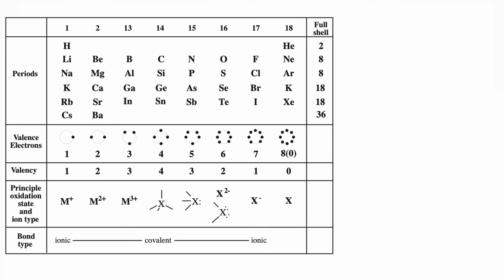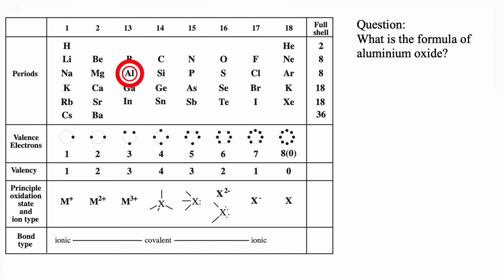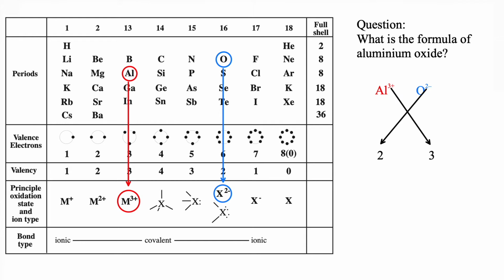to form covalent compounds. So we can use this data to ask questions such as, what is the formula of aluminium oxide? So aluminium is a group 13 element, it forms the +3 ion. Oxygen is a group 16 element, it forms the -2 oxide ion. So therefore cross multiply and we get aluminium oxide, Al2O3.